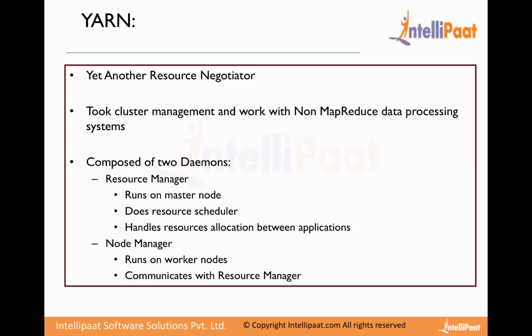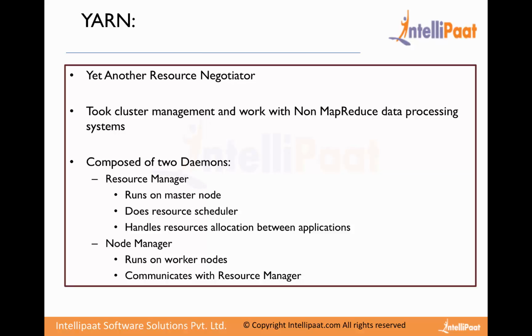Say, for example, MapReduce needs to run. MapReduce can ask YARN, hey, I need a set of resources to do this computation. How much of the resources are you going to allocate to me? YARN will allocate a few of the nodes and give them to the system. At the same time, YARN can simultaneously run a few sets of machines for a whole lot of different computational needs. So that's where YARN comes into the picture, for cluster management and to work with non-MapReduce data processing systems also.